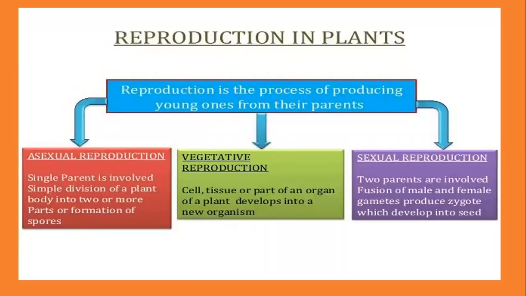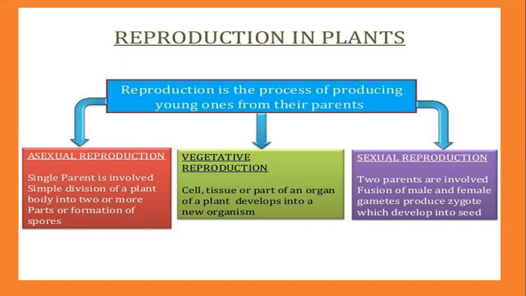What is reproduction? It is a process of producing young ones from their parents. It is of two types, asexual reproduction and sexual reproduction. In asexual reproduction, a single parent is involved and simple division of a plant body occurs into two or more parts, or it just includes the formation of spores.